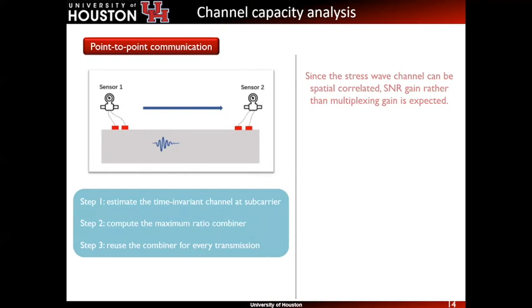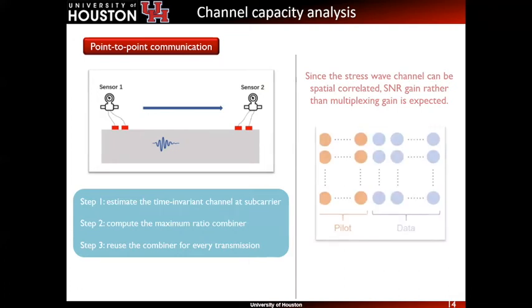We first estimate the subchannel using OFDM channel estimation. It is shown in the right figure. A training sequence is transmitted before informative symbols. Since the reverberating stress wave channel is a time-invariant channel, once the channel is estimated, the transceiver can memorize the channel for successive data transmission.